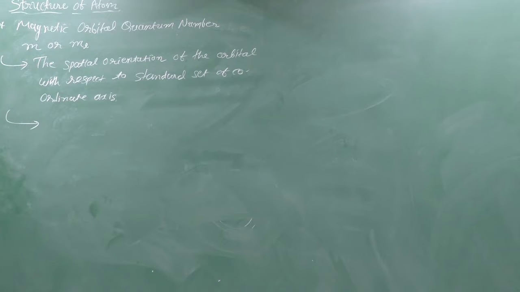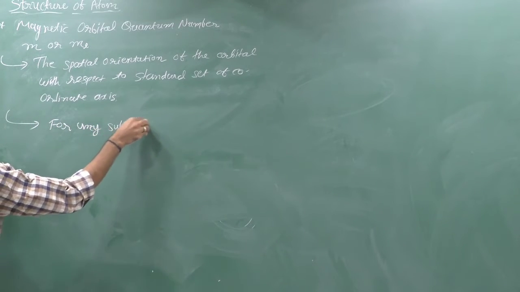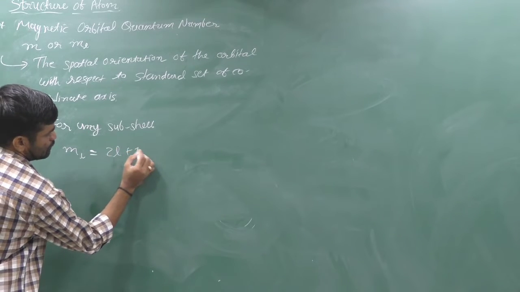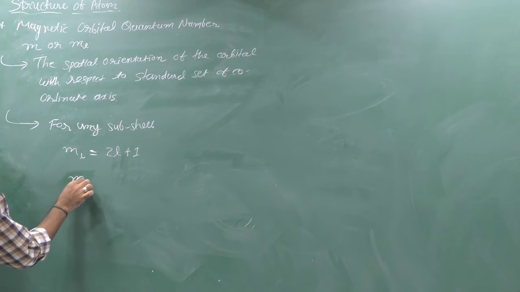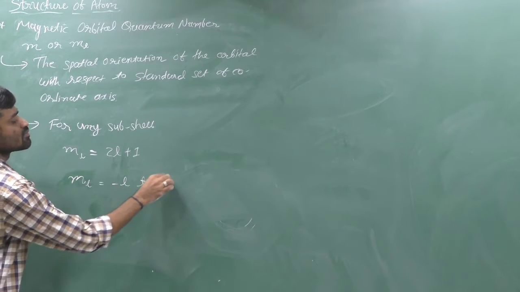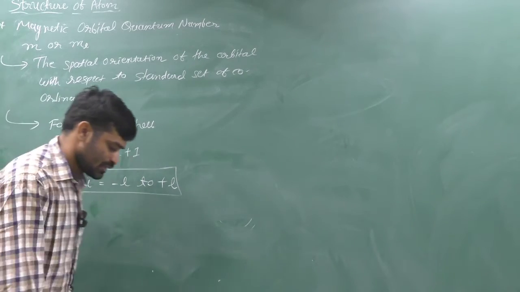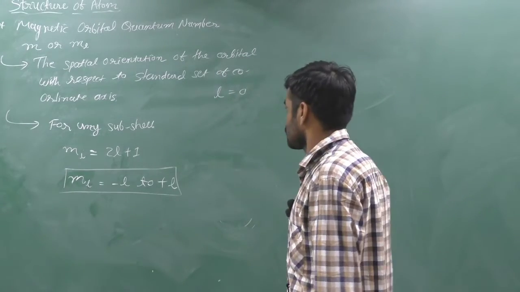Now what is the value for any subcell? We can say that the value of ML is always 2L plus 1, defined from L. It means that if we think of all the values, then it ranges from minus L to plus L. Let us explain. Suppose L is equal to 0, which means the s orbital.